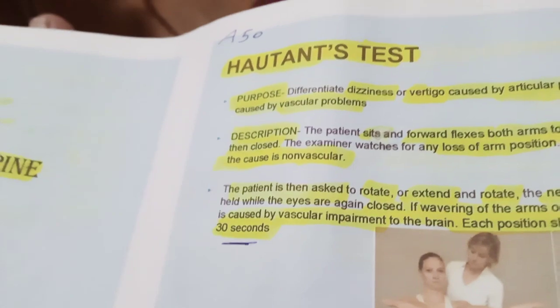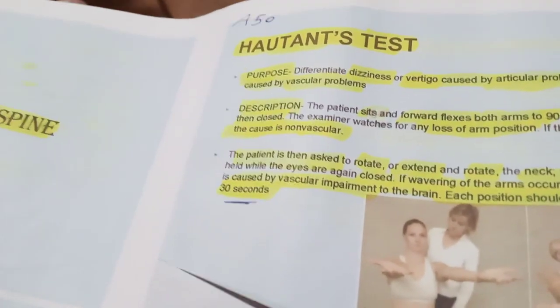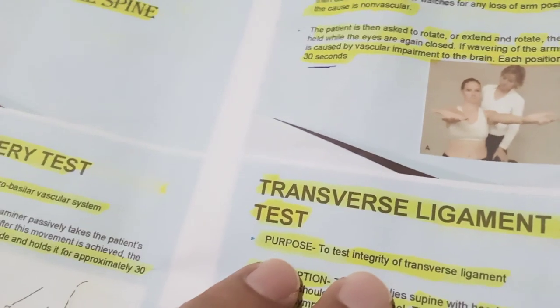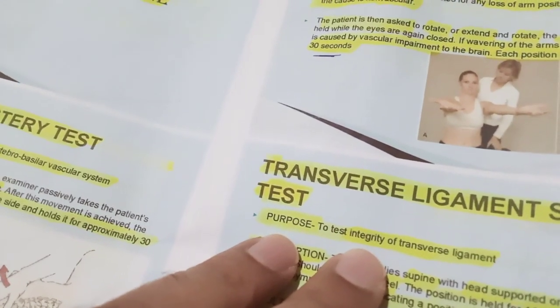بعد كده في بقى تيست تاني. Differentiated dizziness or vertigo caused by articular problem that caused by vascular problem.